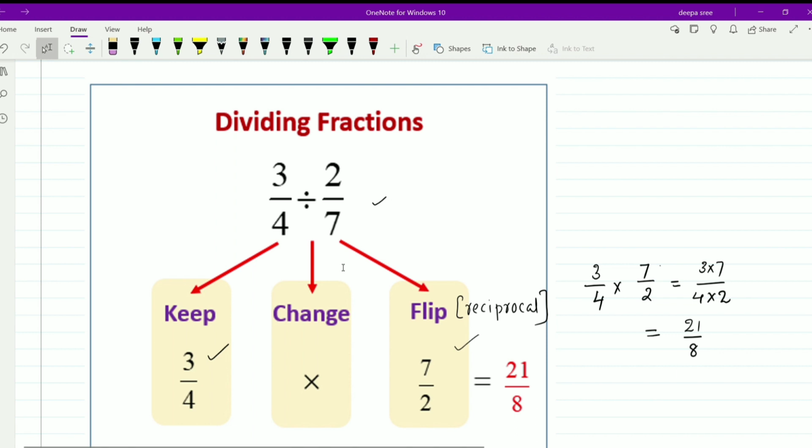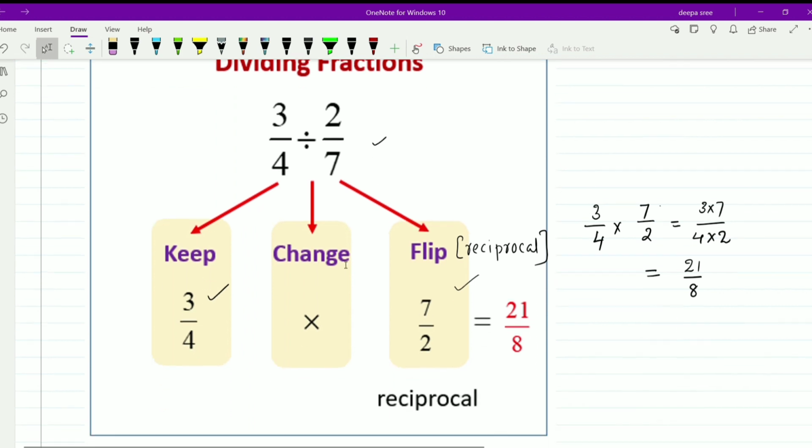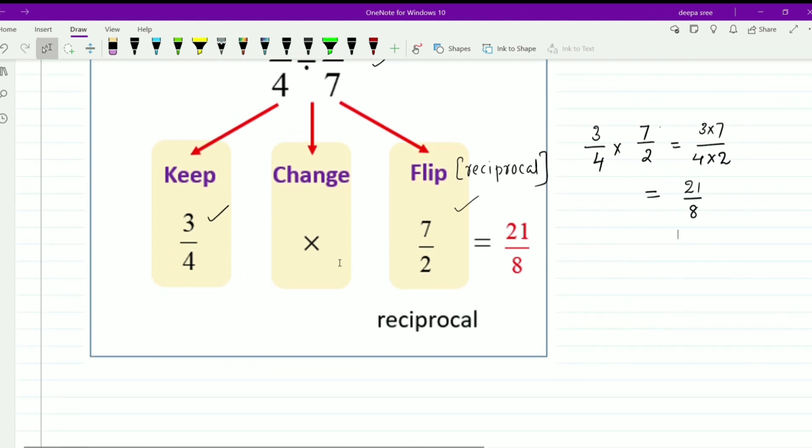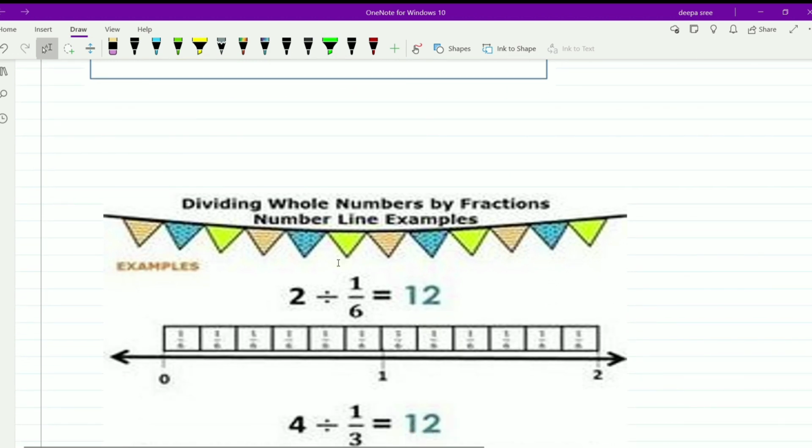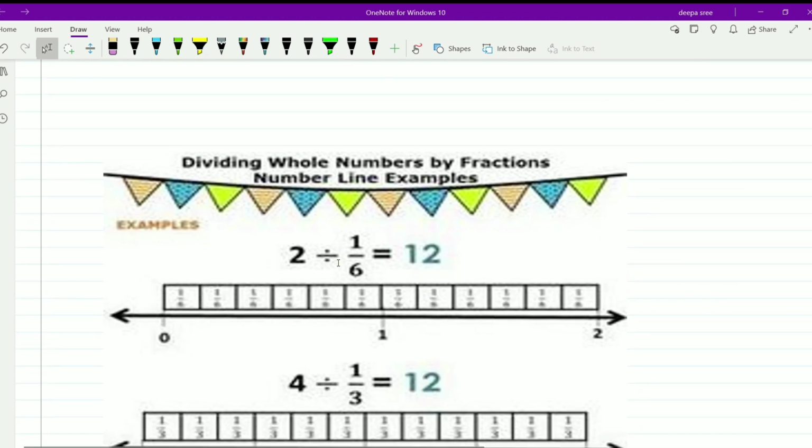Change the numerator to denominator and denominator to numerator. So 2 by 7 you have to convert it into its reciprocal, that is 7 by 2. Then you have to follow the multiplication rule and write the simplified form of that. If it is an improper fraction, then you have to convert it into mixed fraction.